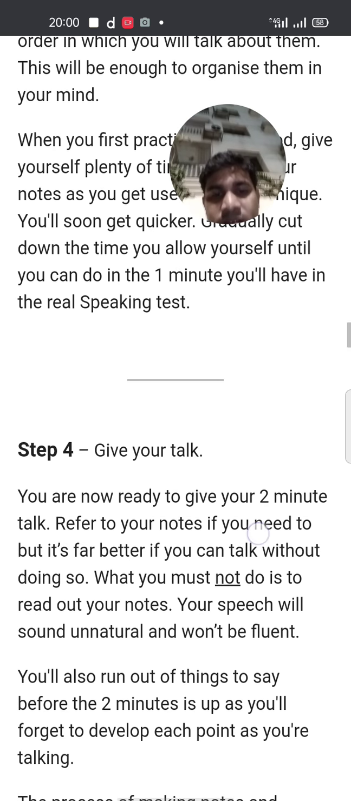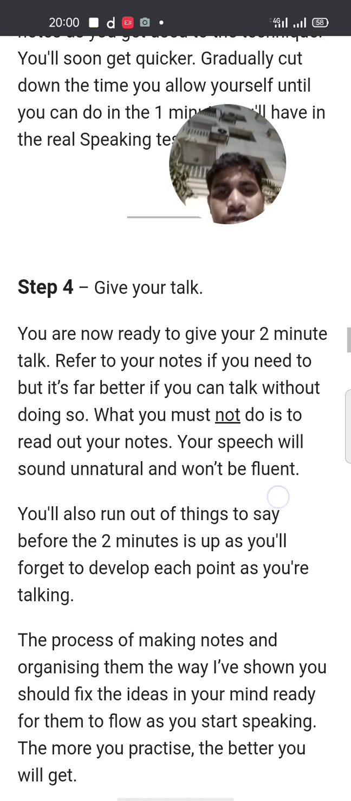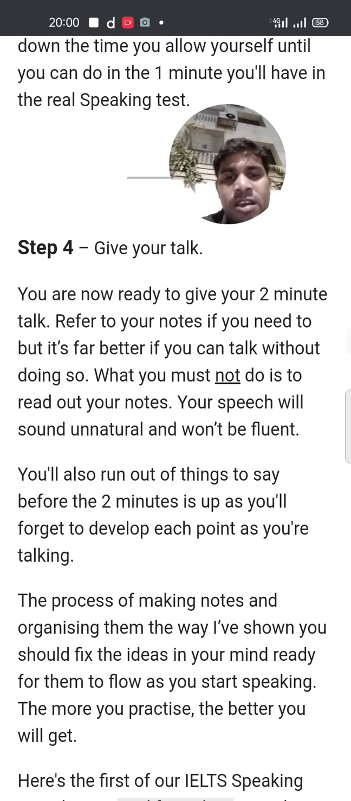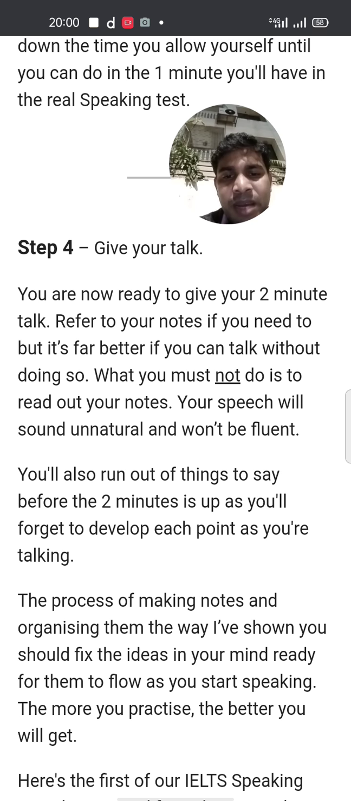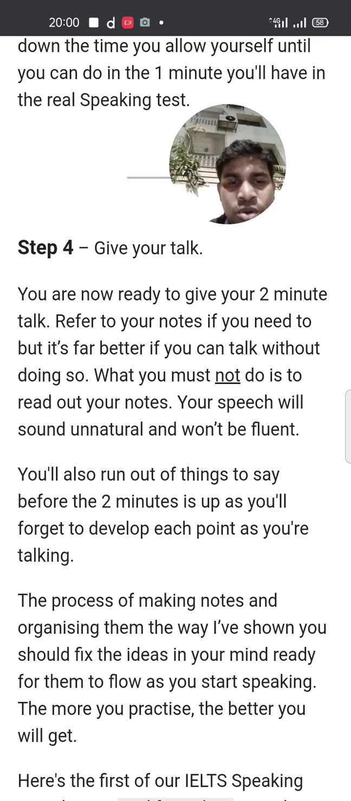Step 4, give your talk. You are now ready to give your 2 minute talk. Really, I thought it would be a 1 minute talk. Refer to your notes if you need to, but it's far better if you can talk without doing it. What you must not do is read out your notes. Your speech will sound unnatural and won't be fluent.